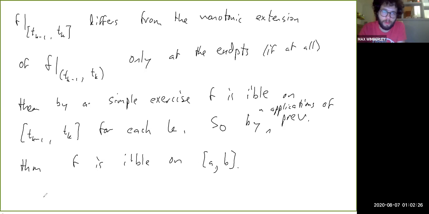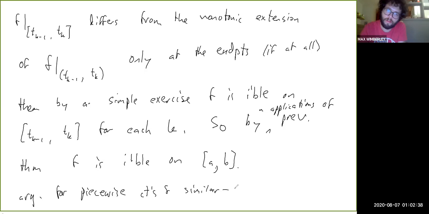And the argument for piecewise continuous is similar. Replace monotonic with continuous.